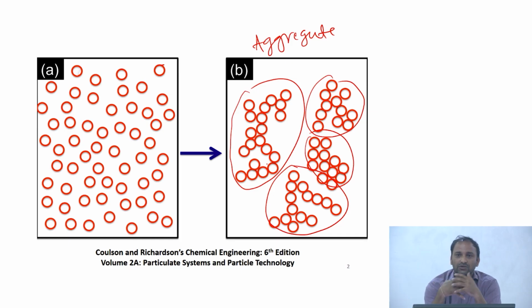People use terms called coagulation, flocculation. These are different terms that you come across in the literature. But I want to go from A to B. So can you think of some ways of doing that? Any thoughts? Should I pick some names? How about Saurabh? Is Saurabh here? Yes, Saurabh.